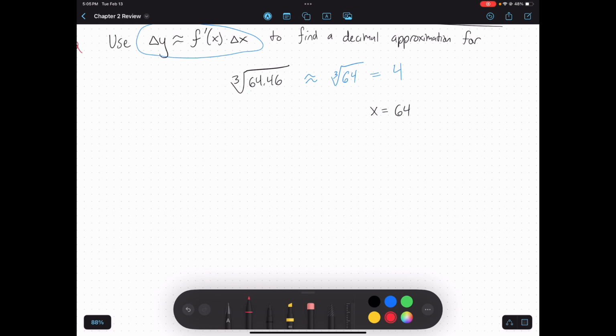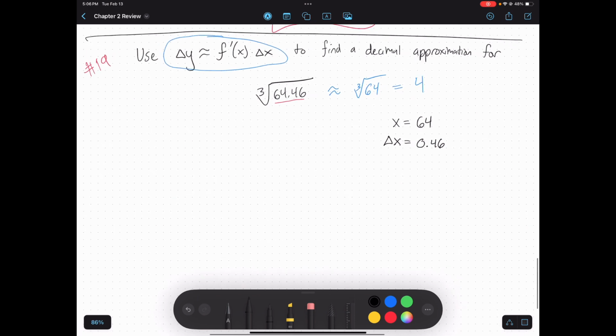So with that in mind, if I'm trying to approximate 64.46, what does that make delta x? How far away is 64.46 to my preferred number? Delta x is 0.46. That's the difference between what I do have and what I want to have. So I'm halfway there. I have my delta x, but I now still need to calculate what f prime of x is.